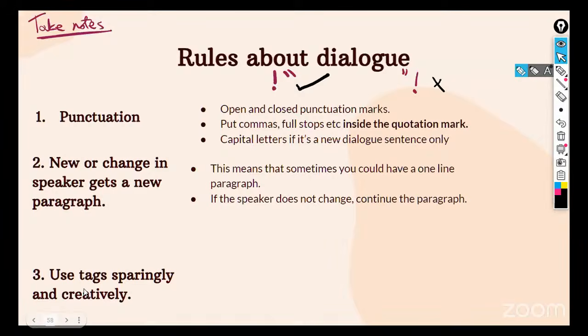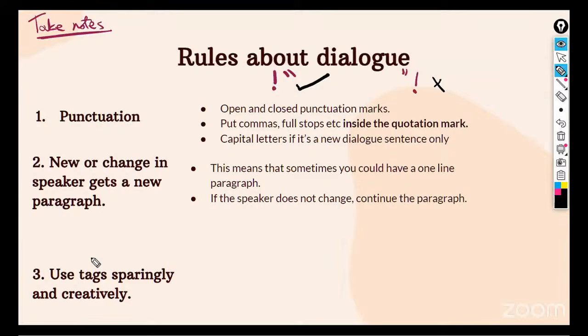Use tags sparingly and creatively. What is a tag? The dialogue tag is like, she said, right? He whispered, they shouted. Someone had asked in chat if you have to call somebody, if you could write their name. Well, you could say, I shouted his name over and over, I shouted her name over and over. But you wouldn't write the name 10 times necessarily, right?